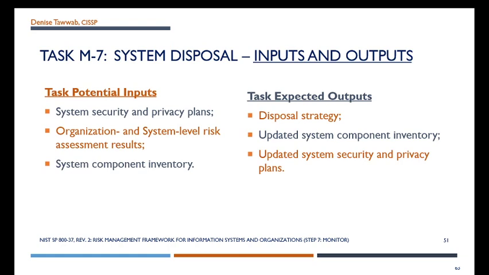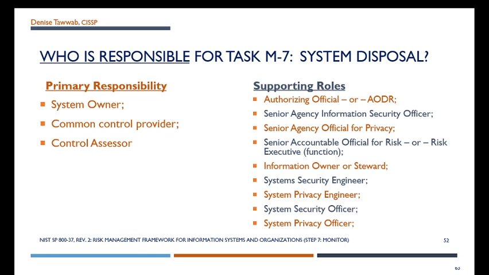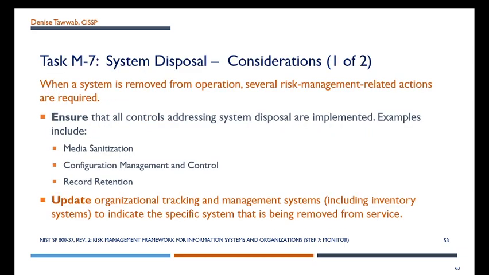Potential inputs to system disposal are your system security and privacy plans, your risk assessment results, and your system component inventory. Expected outputs are your disposal strategy, your updated system component inventory, and the updated system security and privacy plans. Primary responsibility for disposing of a system rests with the system owner, the common control provider, and the control assessor. Supporting roles can be played by any of the members on the security team.